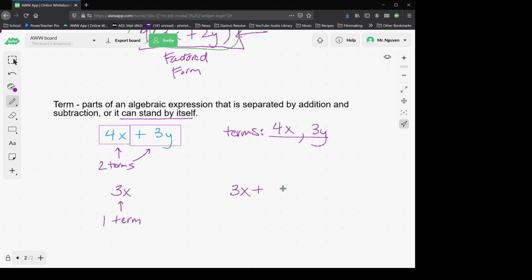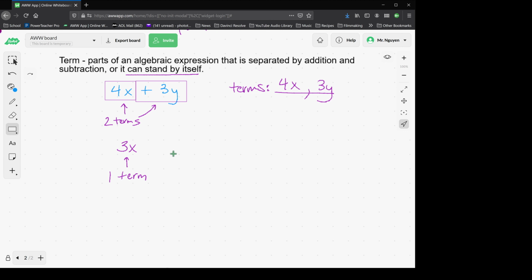You would say, I'm going to make up something random here, plus 8y minus 15z. Now suddenly you have three terms. Because again, if we were to separate this into our boxes, see, now we have three of them, three terms. But if we just left it by itself, just 3x, that's just one term.